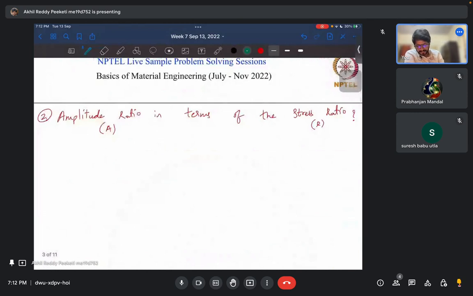Yeah. So now here you are asked for the amplitude ratio in terms of stress ratio R. Okay. So what exactly is stress ratio? Sigma min by sigma max, right? And what is amplitude ratio? Sigma A by sigma M. Okay. Now we need to estimate amplitude ratio in terms of stress ratio.